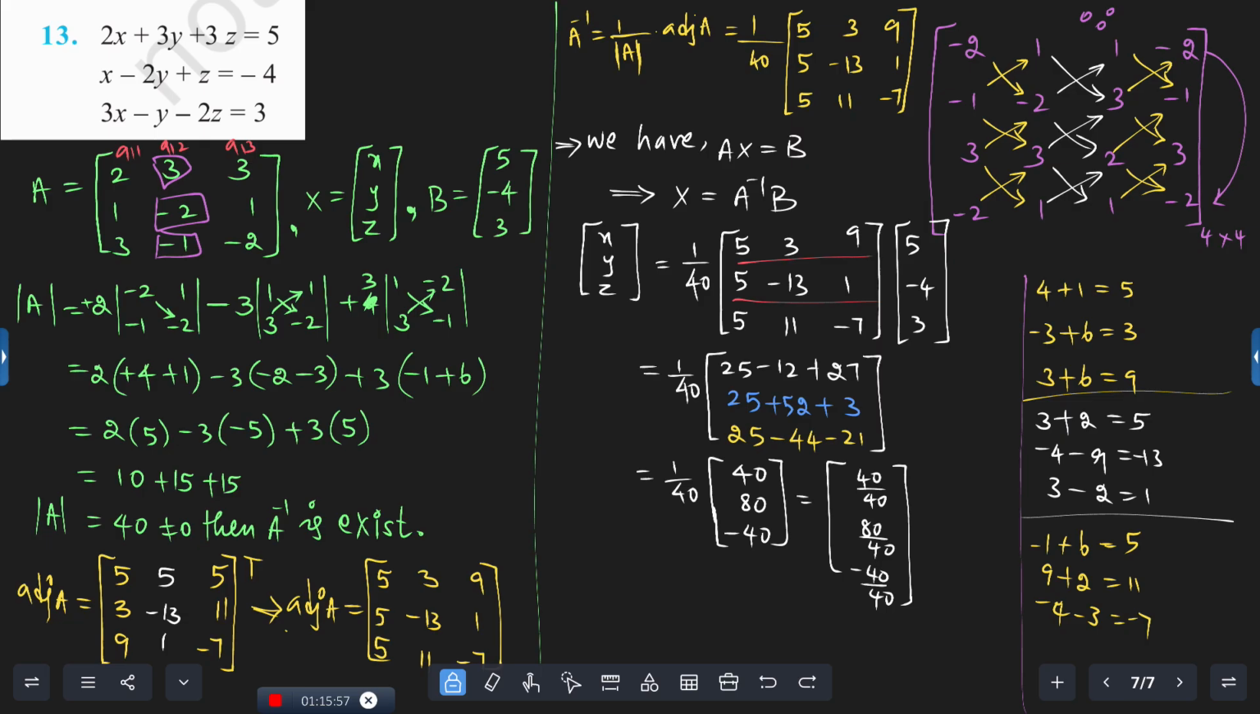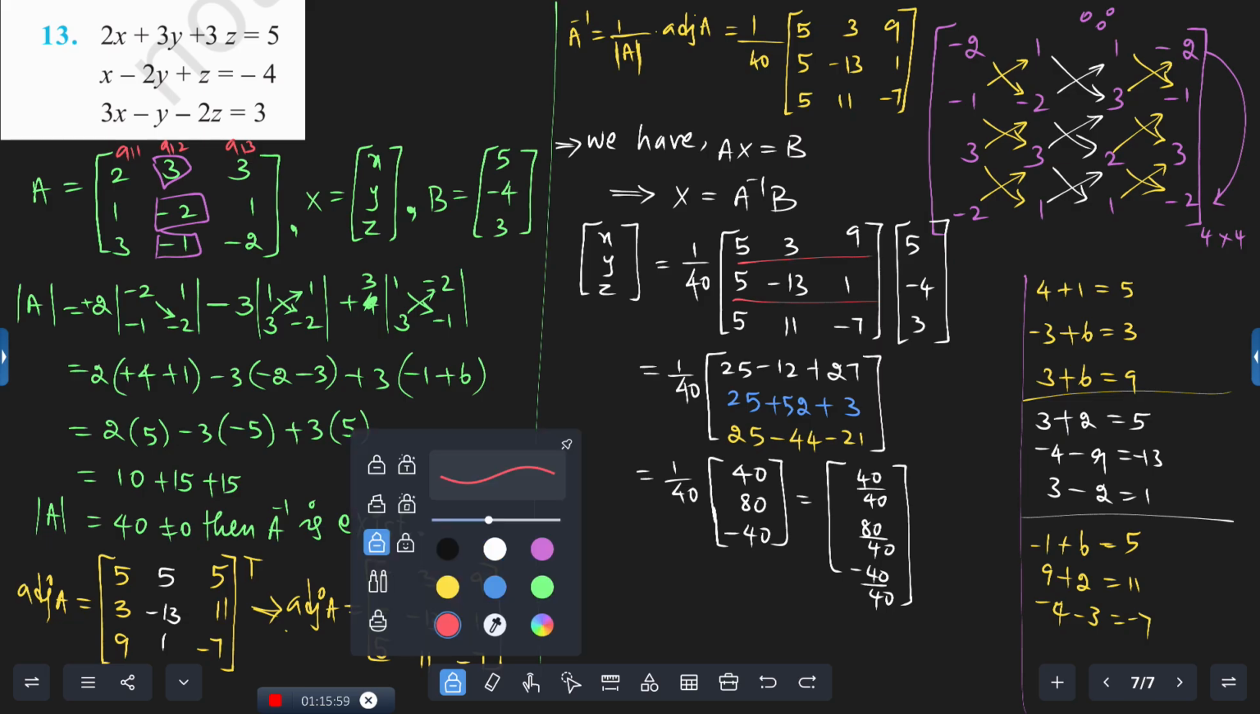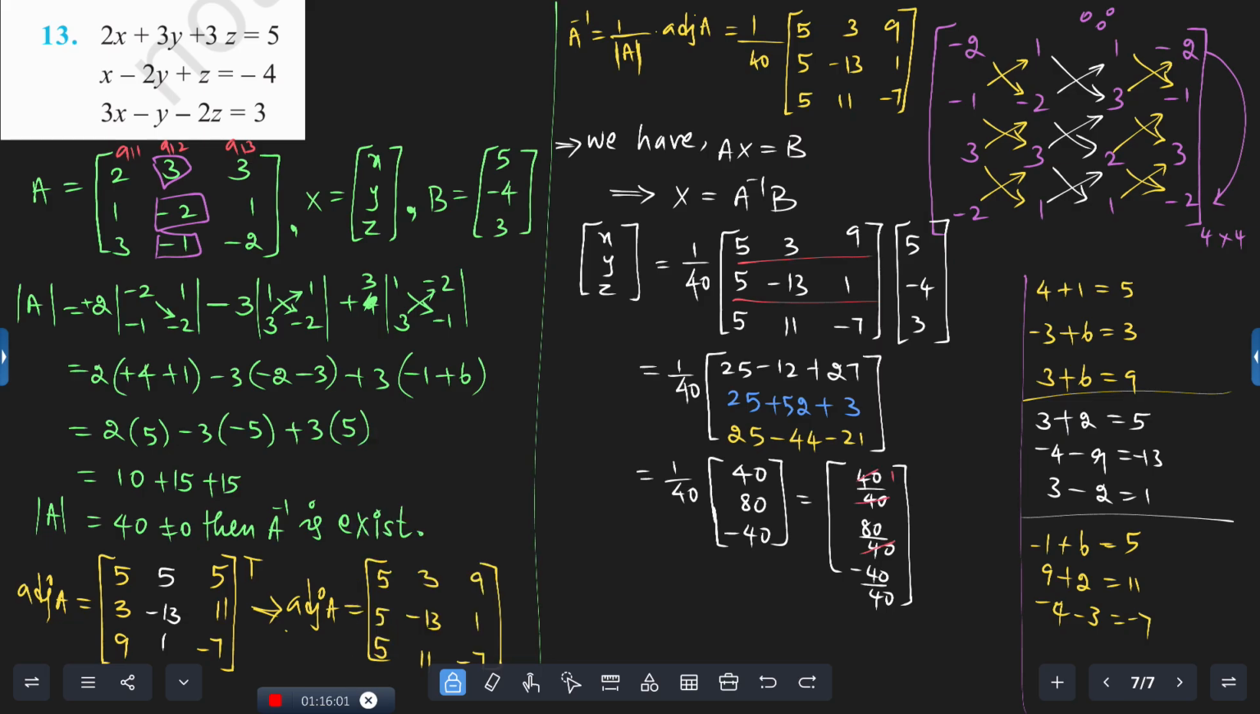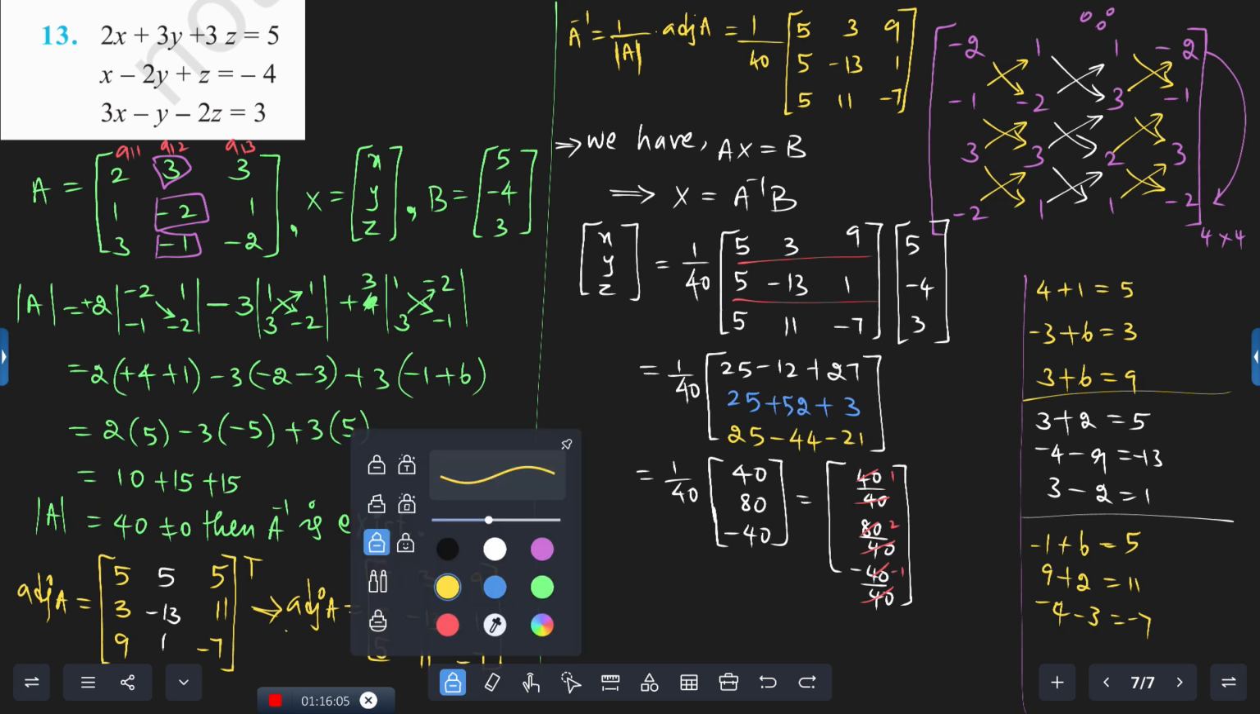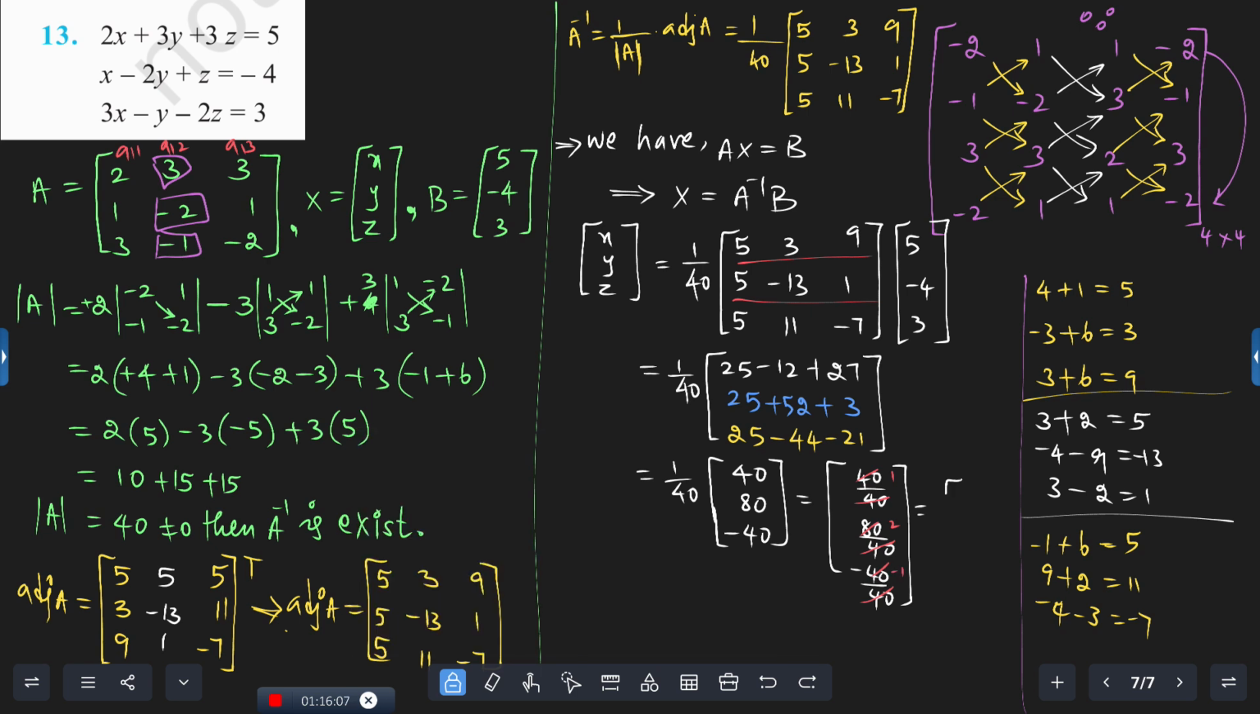So if you cancel all those things, what am I getting, children? This is 1, this will be 2, this will be minus 1. That's it. Our final answer will be 1, 2, minus 1. This is for X, Y, Z. So therefore X is equal to 1, Y is equal to 2, and Z is equal to minus 1. That's it. Have you understood, children?